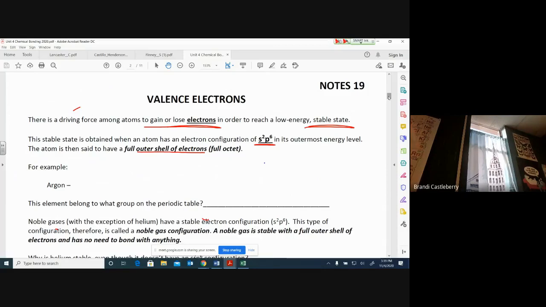If I give you argon's electron configuration, it's 1s2, 2s2, then it's 2p6, 3s2, and then 3p6. That's argon. So if I look at where argon's at on the periodic table, that is its electron configuration. That was last unit. Now, what I do to figure out its valence electrons is I look at its outermost shell, meaning the highest number. I got a level 1, I got a level 2, and I have a level 3. So level 3 is my outer shell. How many electrons are in that outer shell?